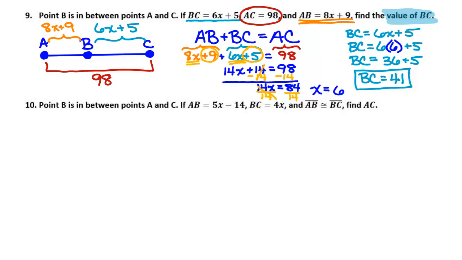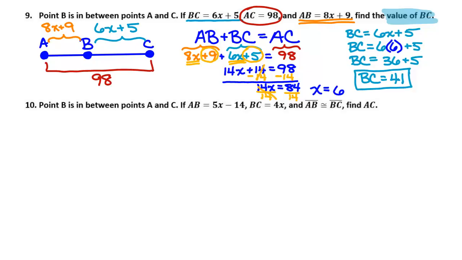Absolutely fantastic work. All right, let's look down at number 10. Point B is between points A and C. If AB equals 5x minus 14, BC equals 4x, and AB is congruent to BC, find AC.